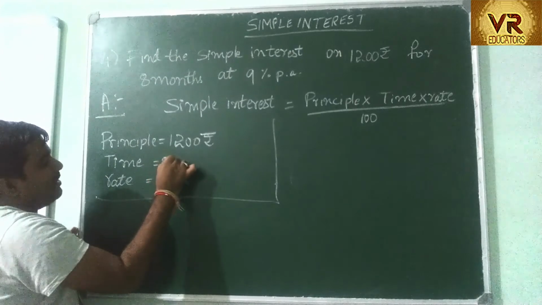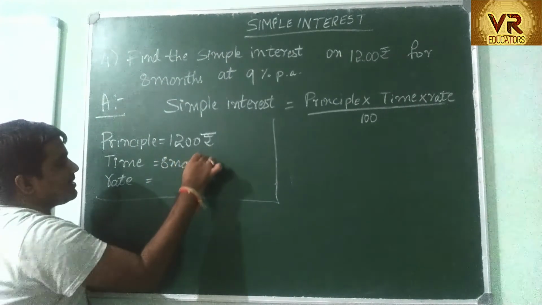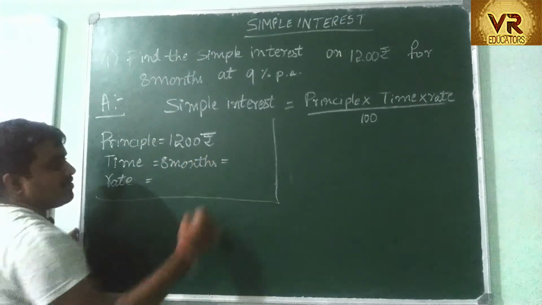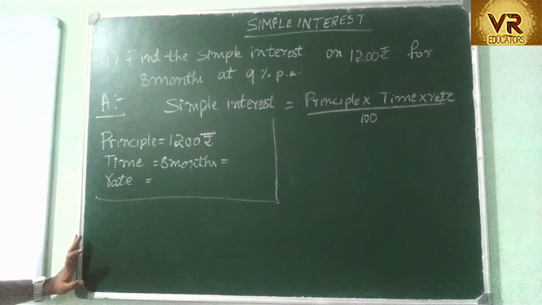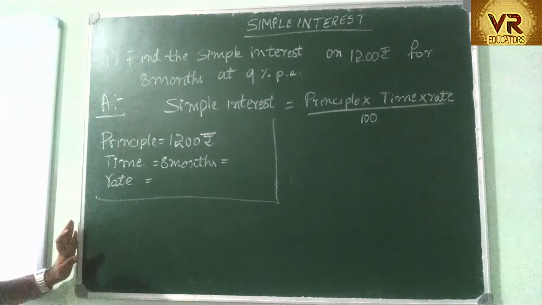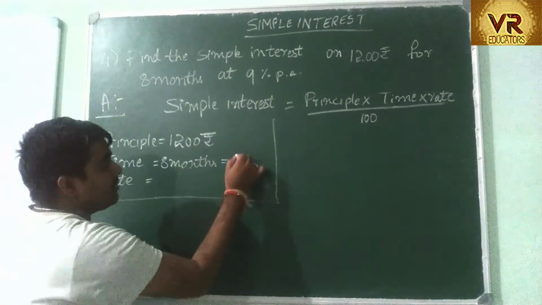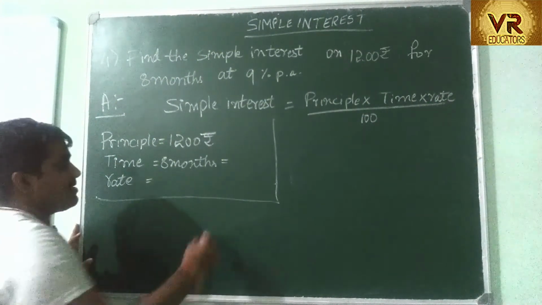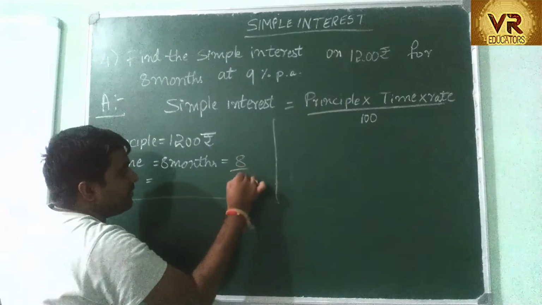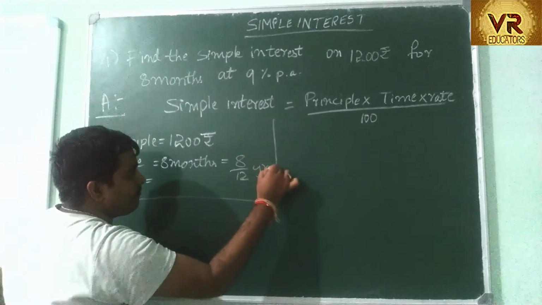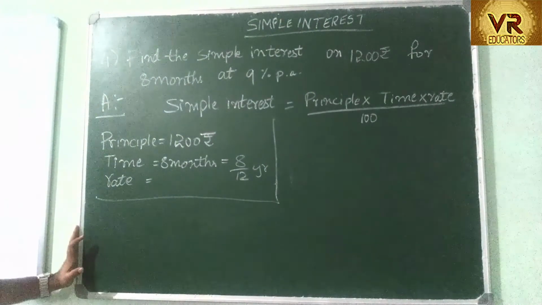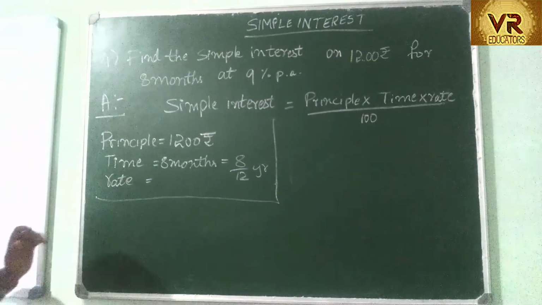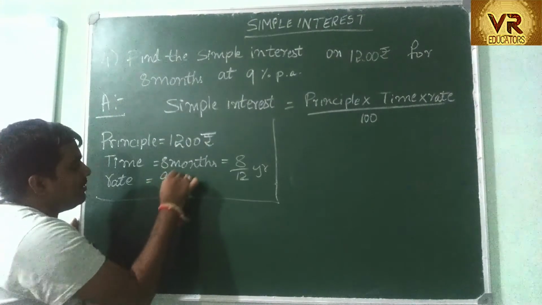Time is 8 months. We have to always write time in terms of year, so we have to convert it. For 1 year, 12 months. So it is 8 by 12 years. You can write it as YR for year. What is the rate? 9%.